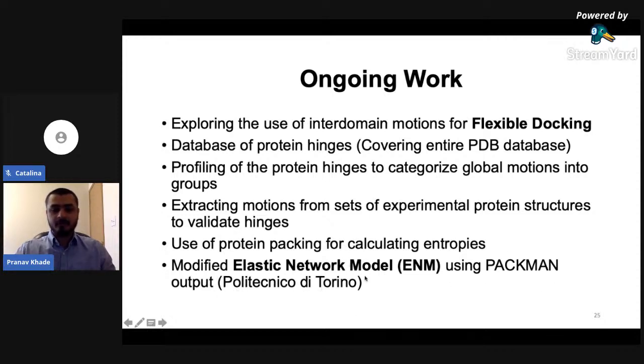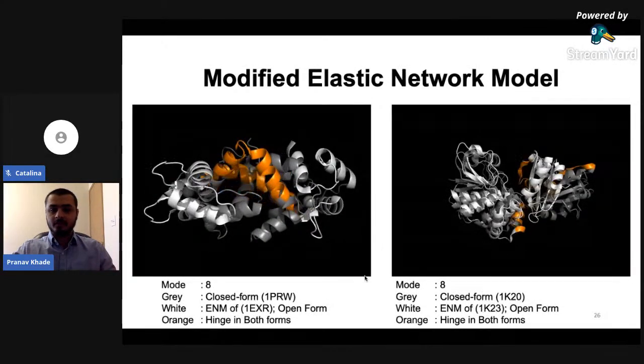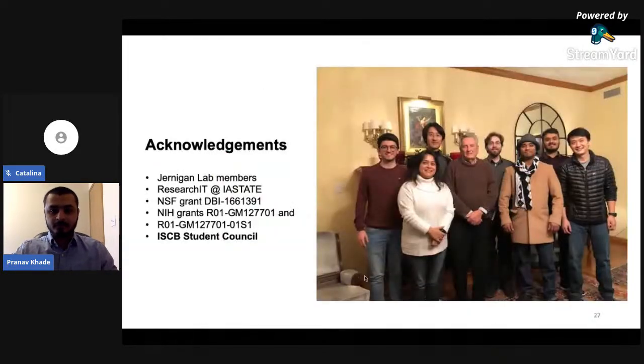And also, we are building a new elastic network model based on the hinges. We are collaborating with Politecnico di Torino for that. And this is just a glance of the method which we are developing, but I don't think I have enough time to talk about that.